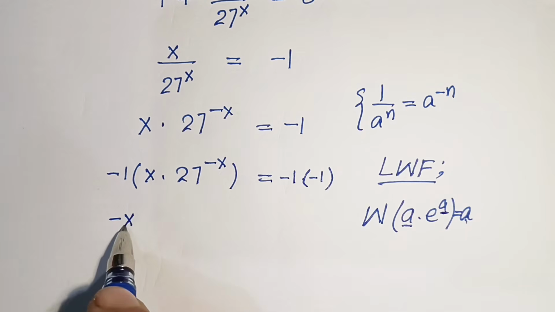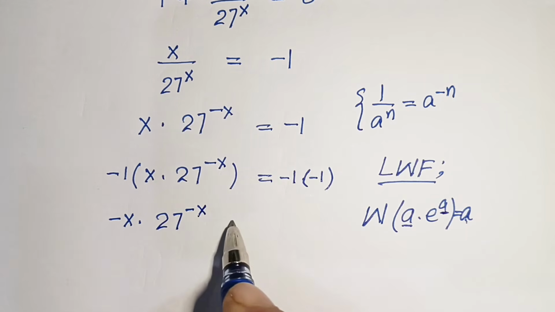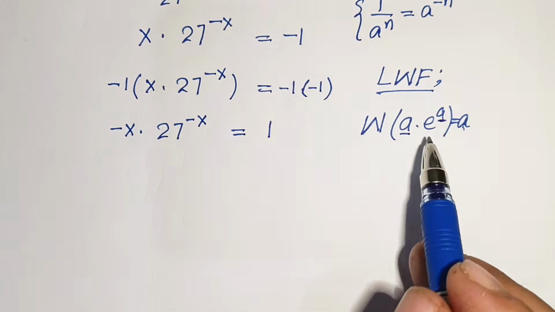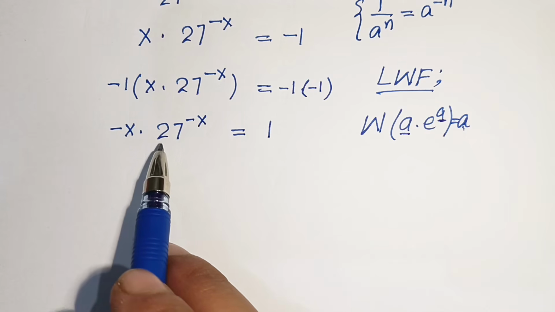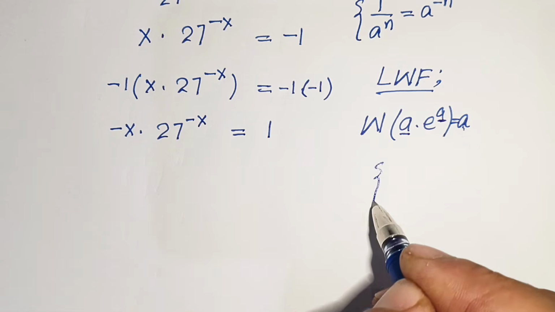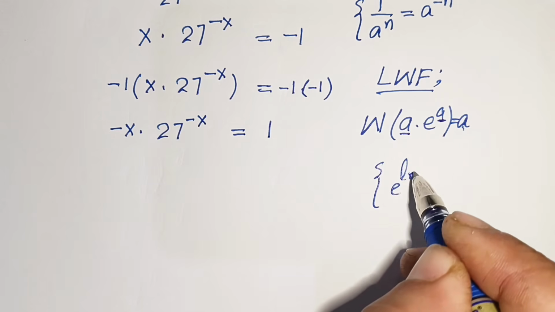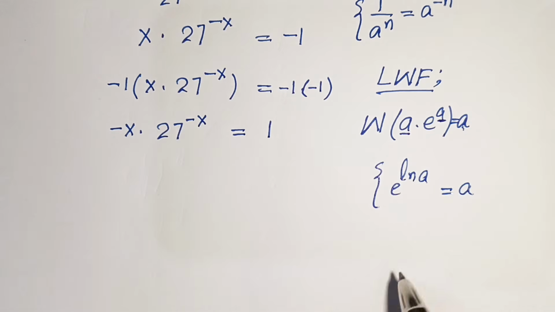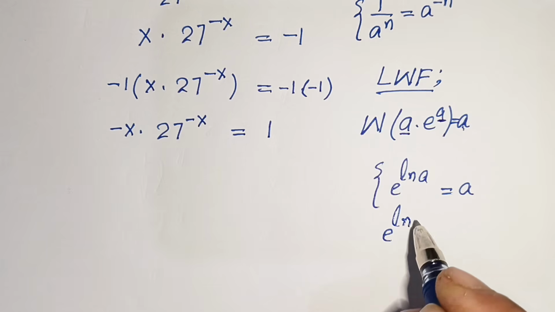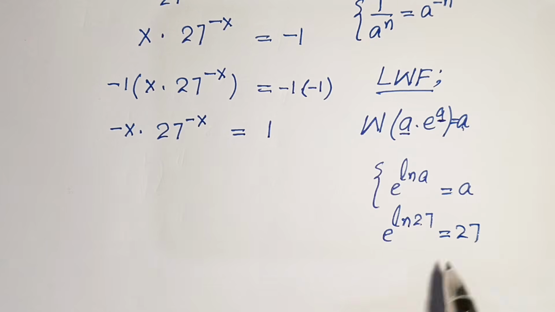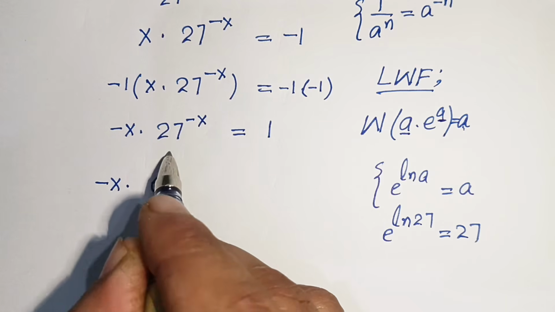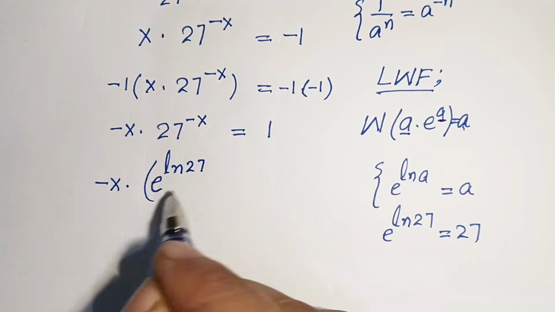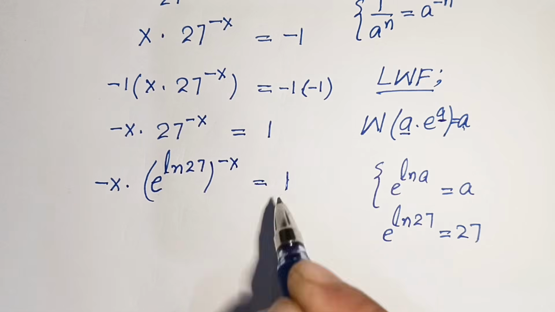Now it will be minus x times 27 to the power minus x is equal to minus times minus is plus, we get 1. Now here we see that it is exponential, so there is no exponential. We have to just write here exponential. Now we know that e to the power natural log of a is equal to a. Similarly, if we write e to the power natural log of 27, it will be equal to 27. So here minus x times this 27 can also be written as e to the power natural log of 27 whole to the power minus x, which is equal to 1.